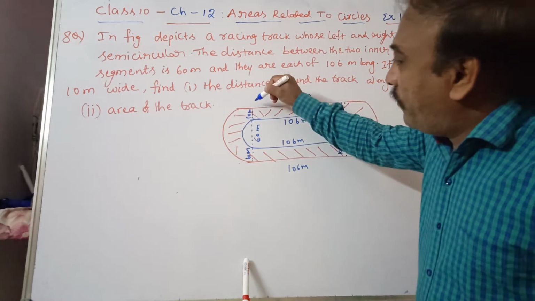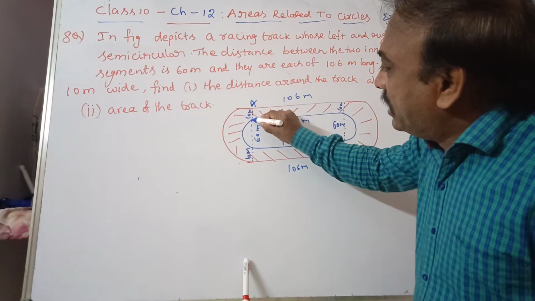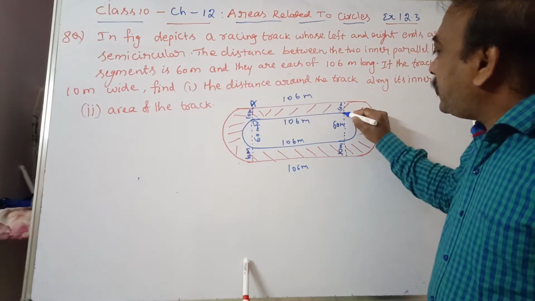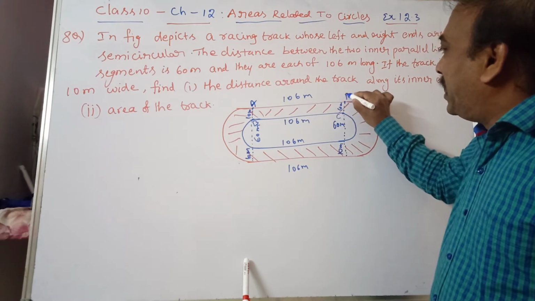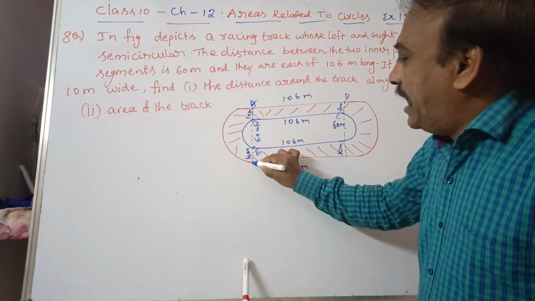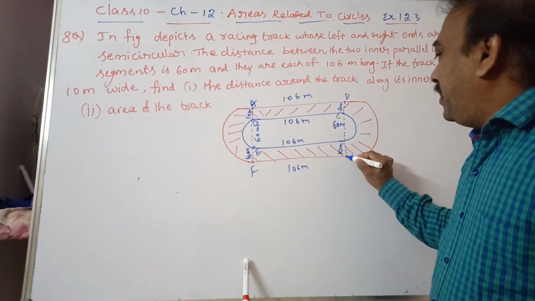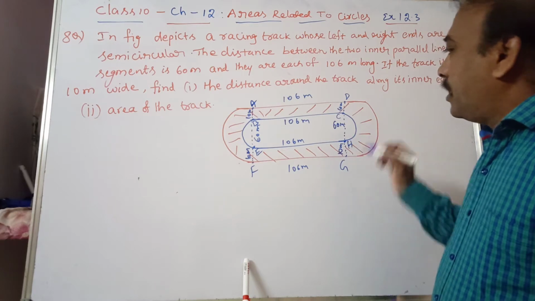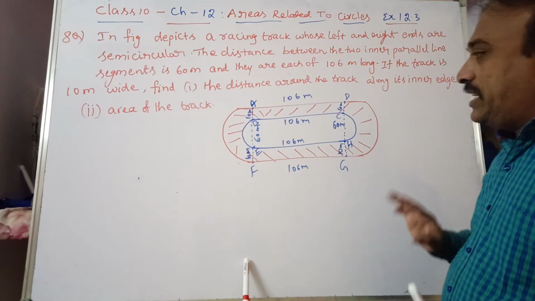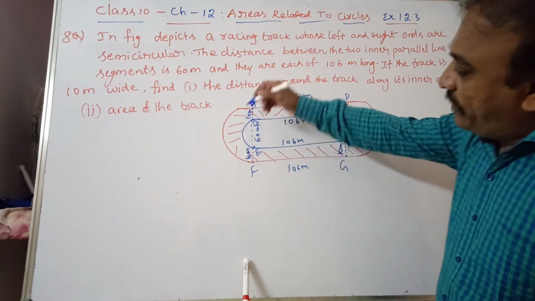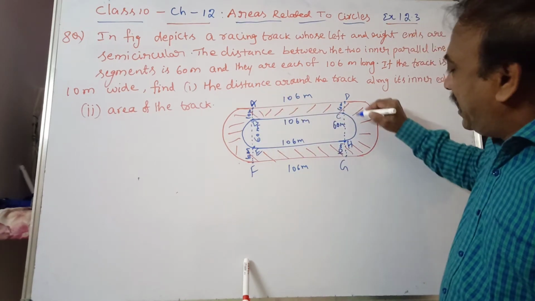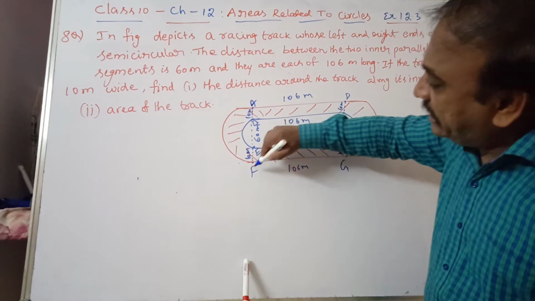For the top, this is the point A, here I am writing point B, here point C, and this is the point D. Next, here the point is E, and this is F, G, H. Now ABCD is one rectangle, EFGH is another rectangle. Then here we will write the semicircular arcs: BE is an arc and HC is an arc.